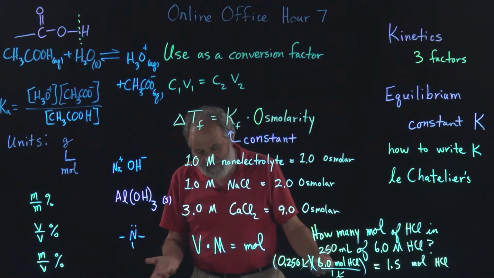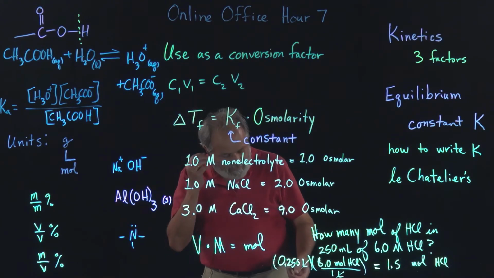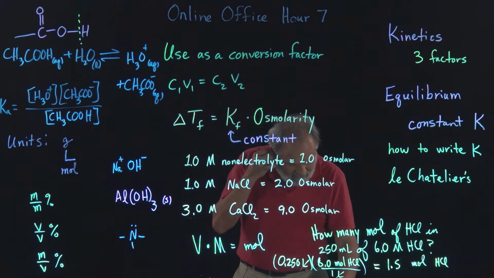Amino acids, for example. The amine part is a base. The acid part is a group, an acid.